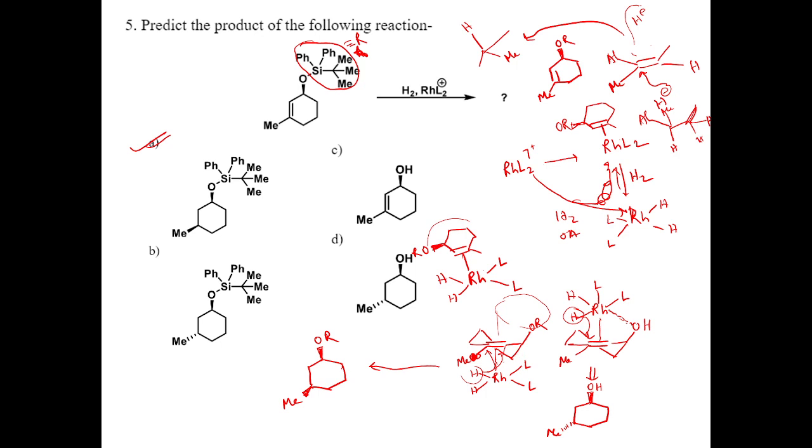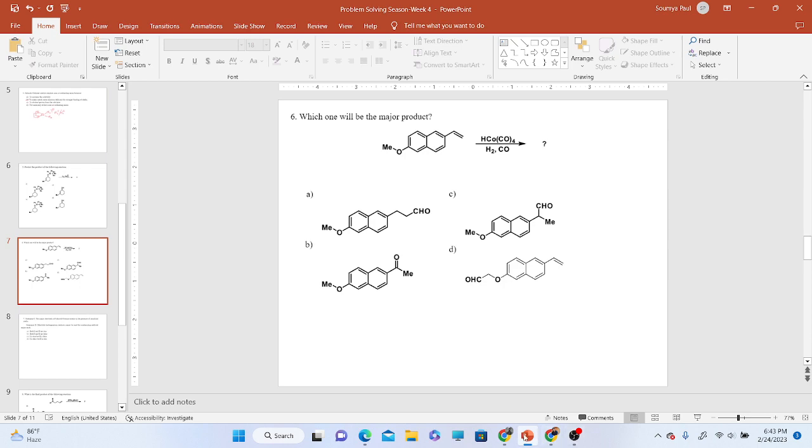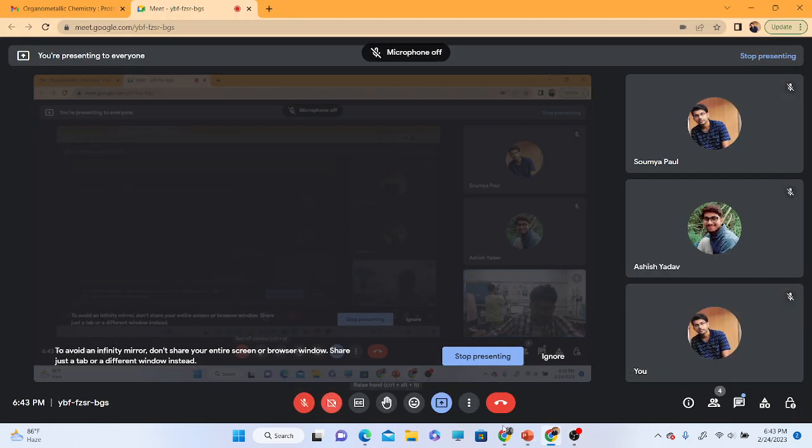After that, the only chance is that the hydride can attack from below the plane, and if it attacks like that, then this product is not possible. Only this product is possible. Okay, let's go to the next question. You take some time to solve this. Afterward, I will discuss it.